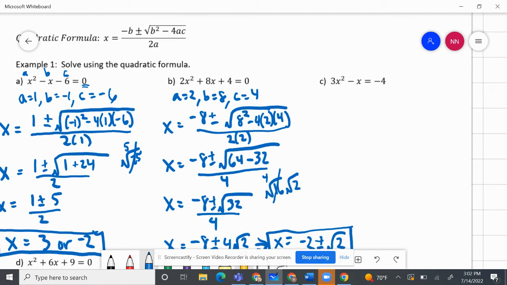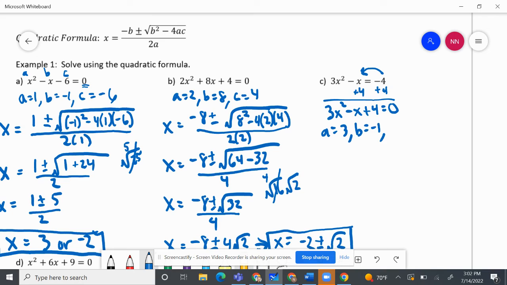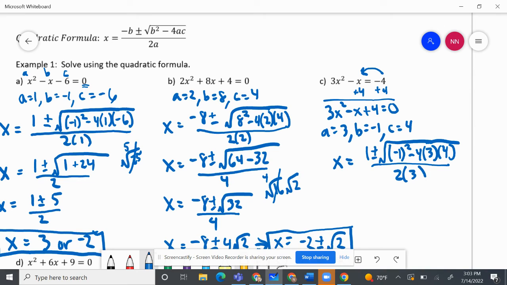Now, looking at letter C. First thing that we're going to do is move the 4 over, and that's by adding 4. So what we have is a positive 4. So 3x squared minus x plus 4 is equal to 0. So A is 3, B is negative 1, and C is 4. So x equals 1. Remember, it's always the opposite. Plus or minus the square root. We have negative 1 squared minus 4 times 3 times 4 all over 2 times 3.